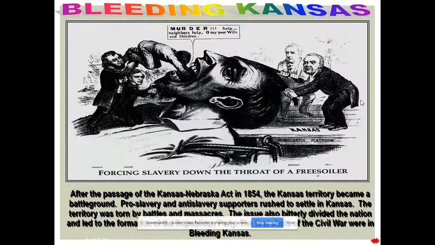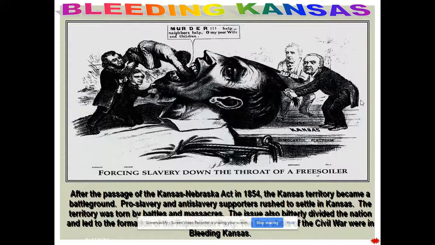And so this is a very interesting political cartoon. It's showing just a normal settler, and it looks like he's having a black person shoved down his throat, supposed to represent a slave, by these pro-slave people, trying to make them adopt slavery whether they liked it or not.